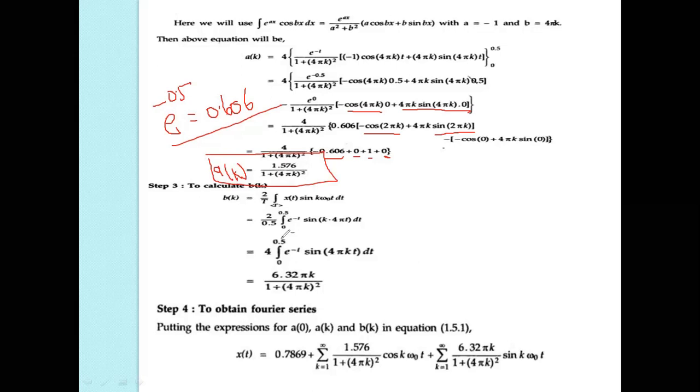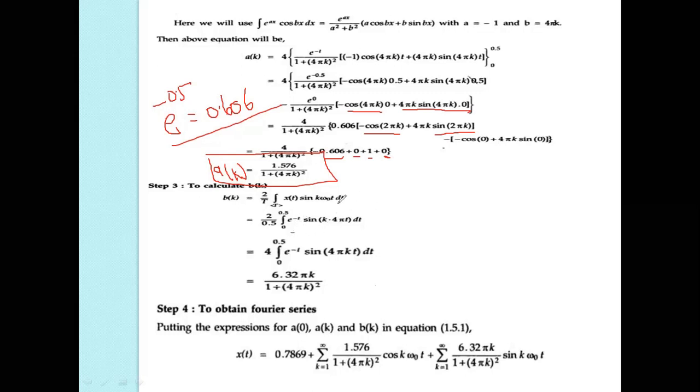In a similar way, b of k is equal to 2 by T, the integral x of t sin k omega naught t, and 2 by 0.5, the integral 0 to 0.5 e power minus t sin k omega naught, which is 4 pi, into t dt. Okay, the omega naught we already know is 4 pi, since 2 pi by T, where T is 0.5, you get 4 pi.